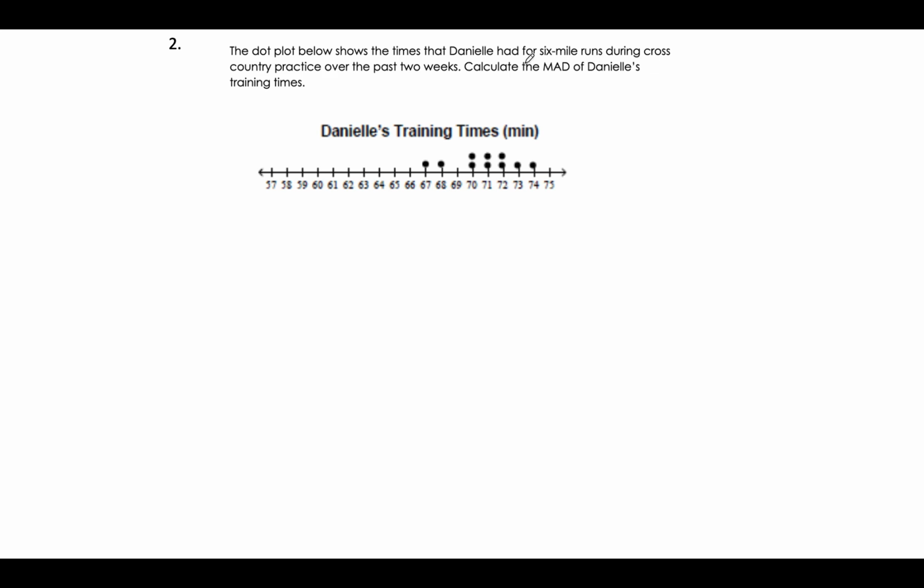The dot plot below shows the time that Danielle had for running 6 miles during cross-country practice over the past 2 weeks. Calculate the MAD of Danielle's training time. So we're going to have to find first the mean, and we're going to find that by adding up all the values of our dot plot and then dividing that by the number of values that there are.